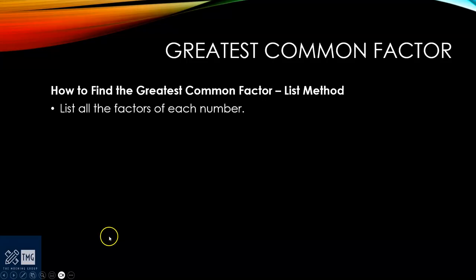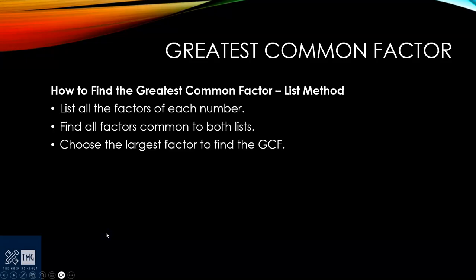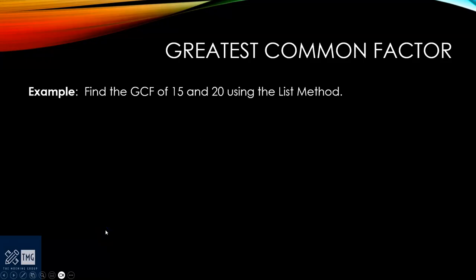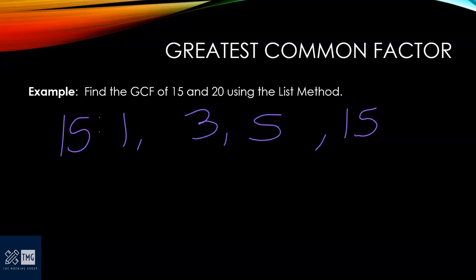If we're going to use the list method, we have to list all of the factors that make up a number for both numbers, and then we choose the largest factor that works with both of them. So we're going to start with 15 and 20. So we have to list out all of the factors. So when I'm talking about 15, okay, well, what multiplies to get 15? 1 and 15 and 3 and 5. Okay, so there's my list. That one was pretty straightforward.